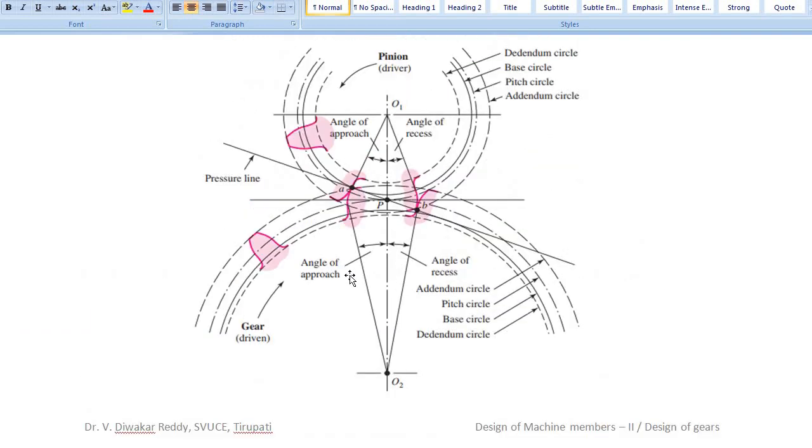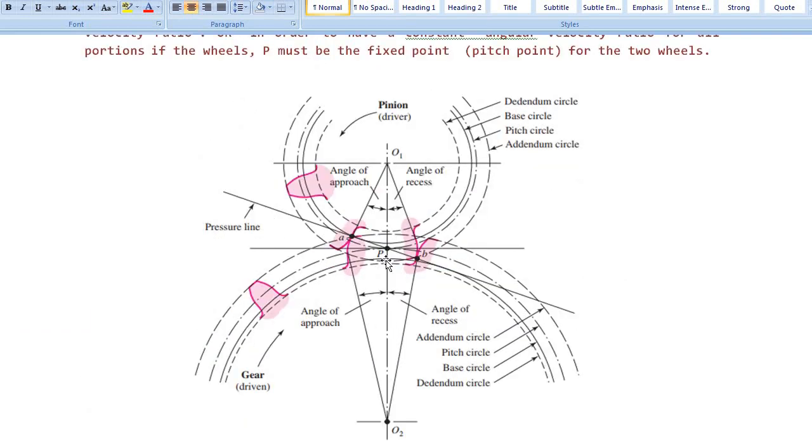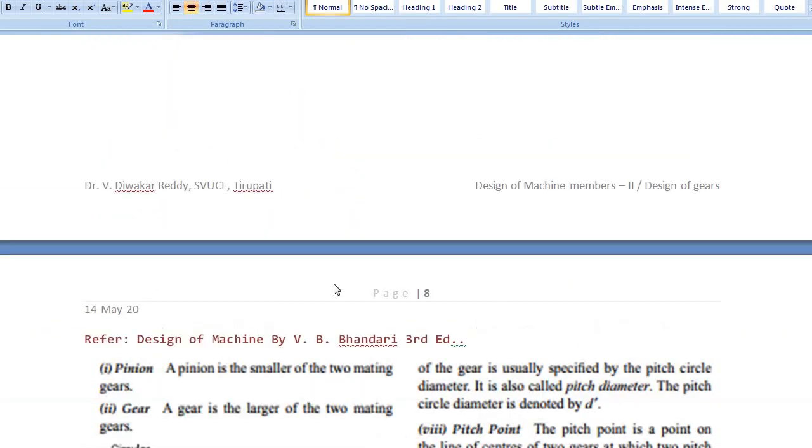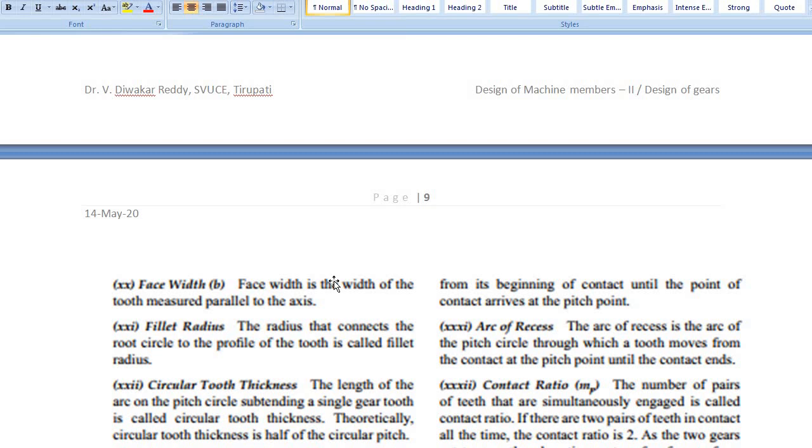And here is the contact between the two gears. There is a pressure line and a pressure angle, and there is a starting point of contact and a leaving point. This is what we call the line of action. The angle made by the line of action and the common tangent gives the pressure angle, which we will use for calculation purposes.